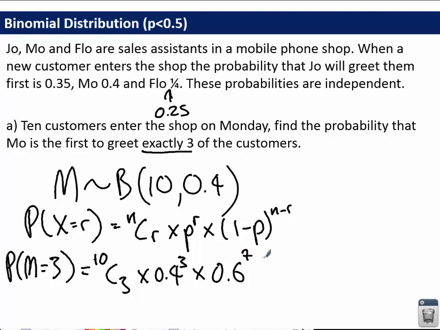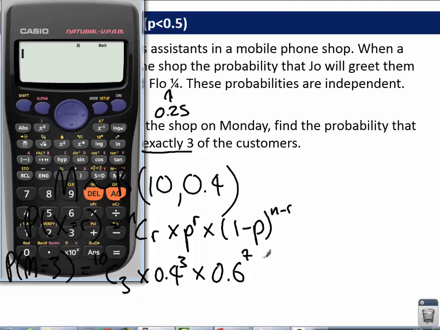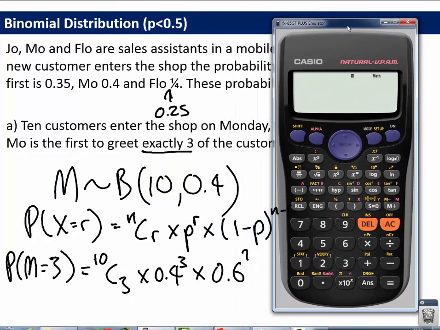Now, to work something like this out, you use your calculator. So get your calculator up and work this out. So n choose r is this button over here. So we've got 10 choose 3 times 0.4 to the power 3 times 0.6 to the power 7. And that gives us an answer of 0.214990848. Right, let's get that answer down.